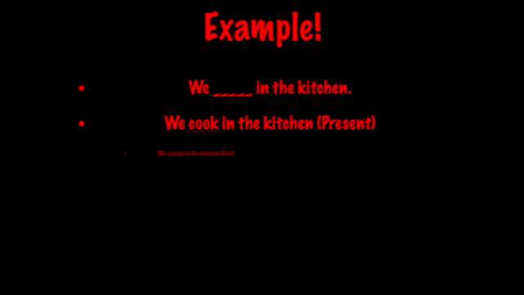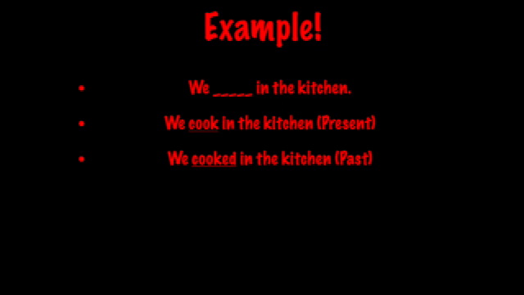We blank in the kitchen. What you are going to do is use the word cook, use it as a present, past, and future tense word in the sentence. So first is we cook in the kitchen. That's present tense. Okay, now think of past tense of what that would be. You said we cooked in the kitchen. You were correct. You added that ed at the end to change the verb into a past tense verb.